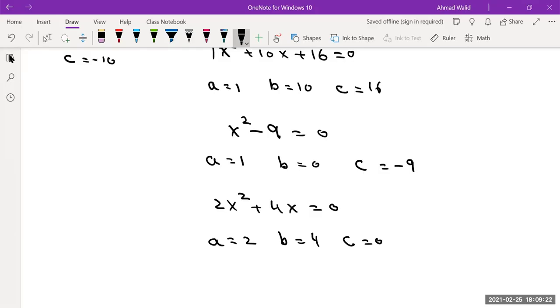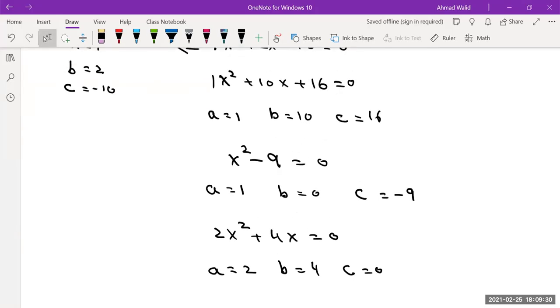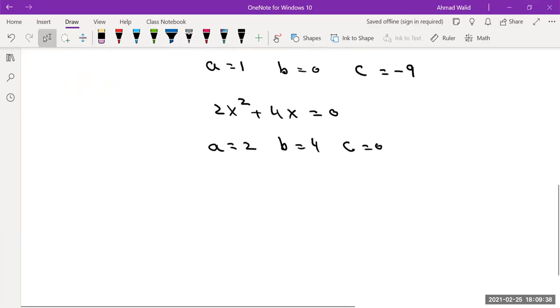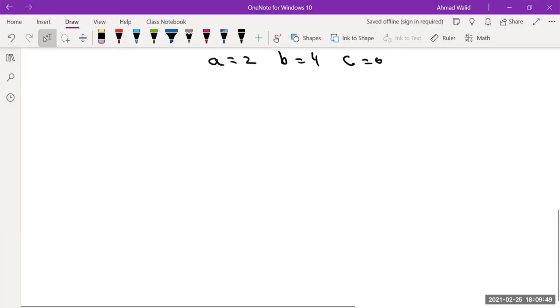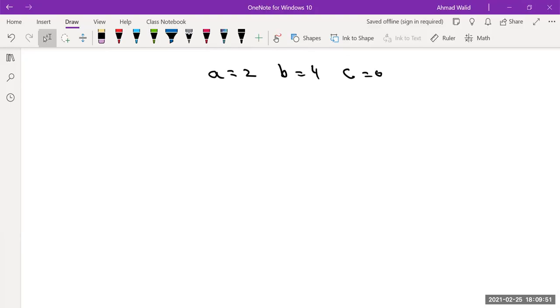In all these numeric examples, B can be 0, C can be 0, or all of them can be numbers, but never, A cannot be 0, because if A is 0, it means you are not dealing with quadratic. Basically, you are actually dealing with a linear equation, correct? Now, when you know what a quadratic equation is, what A is, what B is, what C is, let's start slowly solving quadratic equations.